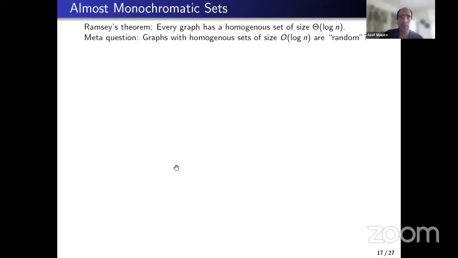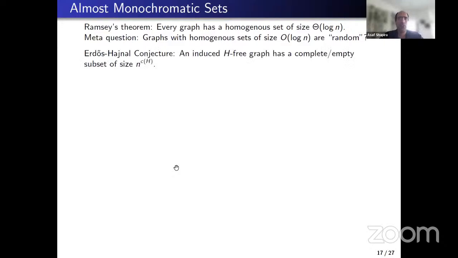And the meta statement in extremal combinatorics is that graphs where the largest homogeneous set is of size order log n should be random in some way. They have many properties that we expect to find in random graphs. Now, one of the properties we expect to find in a random graph is that it should contain a copy of every fixed graph. Okay, so this motivated Erdős and Hajnal to conjecture that if we assume that an n-vertex graph is induced H-free, where H is fixed and n tends to infinity, then we should be able to find a homogeneous set of size much larger than log n, of size polynomial in n.